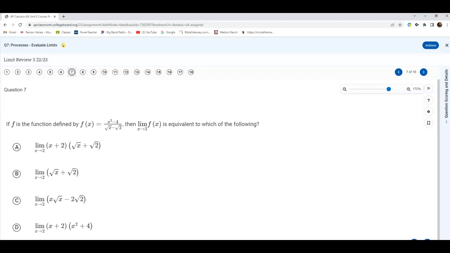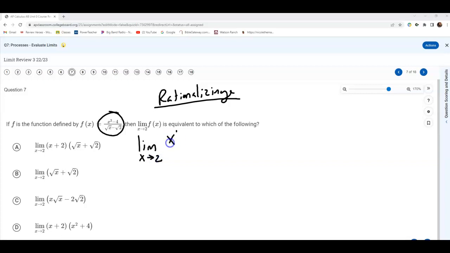Let's go ahead and take a look at number 7. Now, whenever you're trying to find the limit of a rational expression that has square roots in the numerator or the denominator, we use a strategy called rationalizing. It's been a while since we've done it, so let's review how to do that. I want to find the limit as x approaches 2 of x squared minus 4 over the square root of x minus the square root of 2.